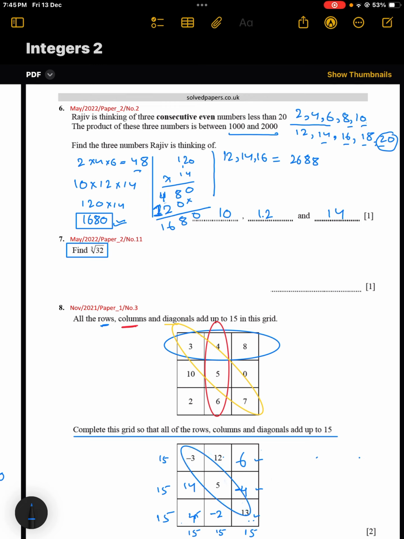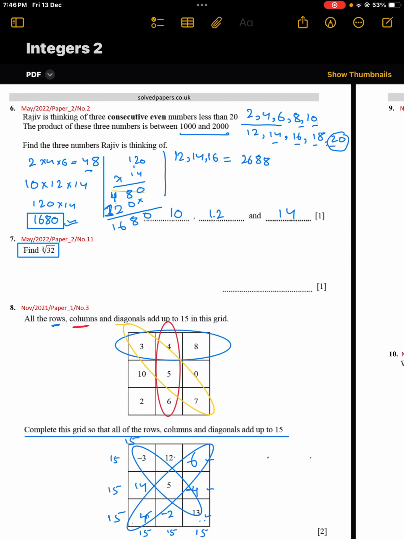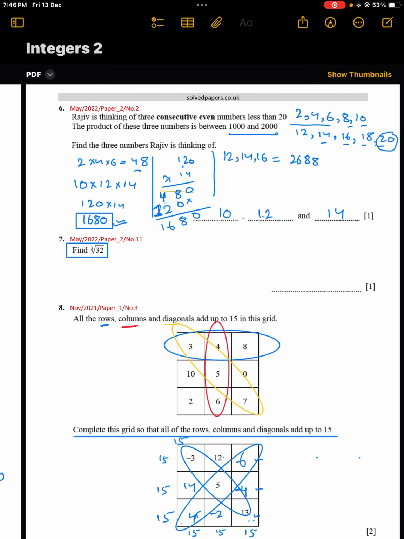13 minus 15. Minus 3 and 5 will give us 2, and this 5 will be 15. And so as this cross sectional, let's do that as well. 6 and 5 will be 11, 11 and 4 will be 15. This is how this gives us the answer. Okay, now moving on, this is how we complete our grade.